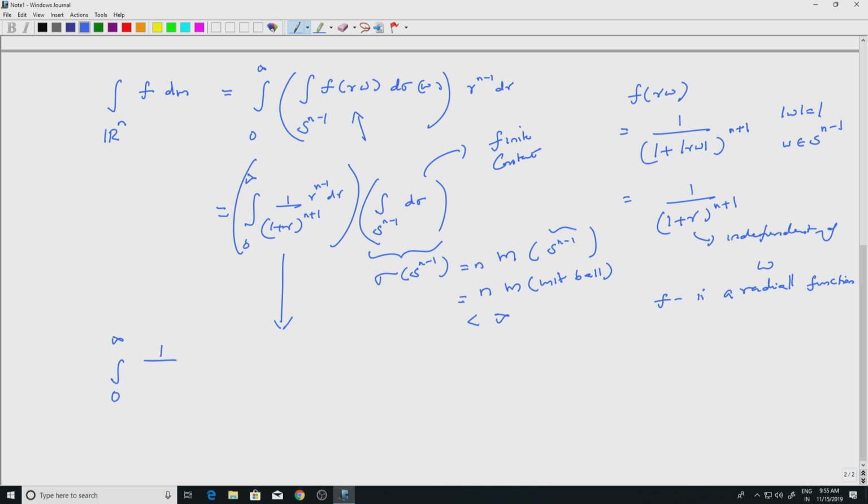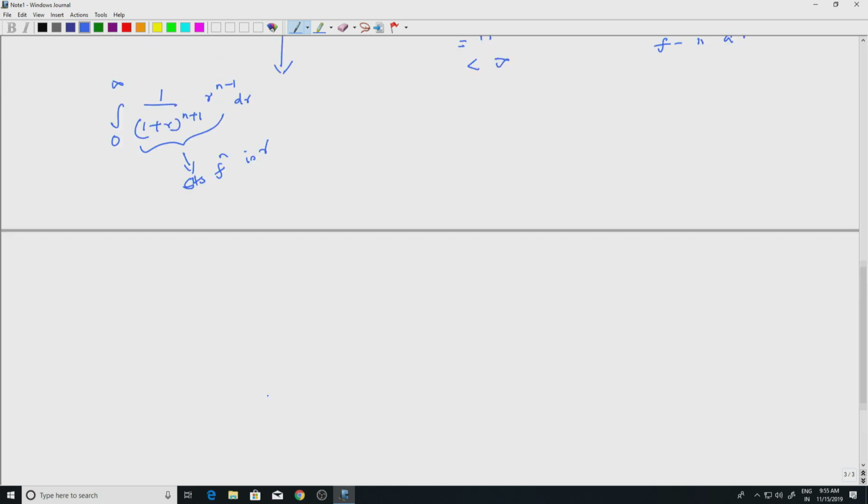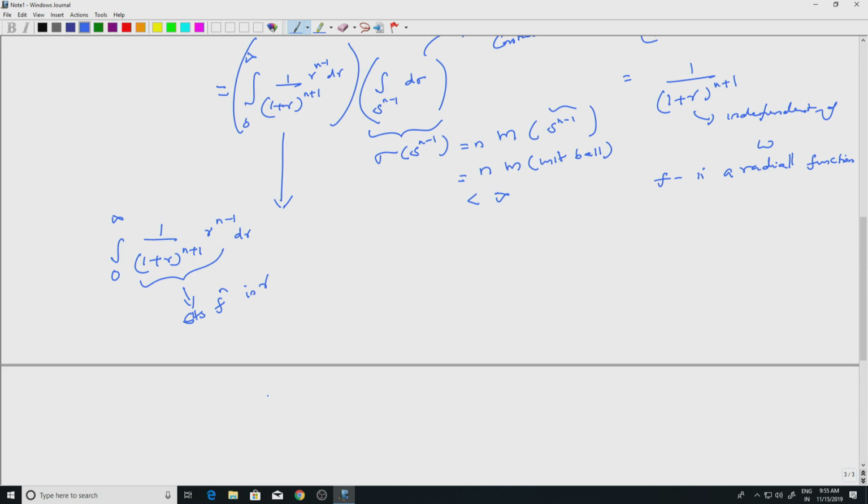Integral 0 to infinity of 1 by (1 plus r) to the n plus 1, times r to the n minus 1, dr. Well, the integrand in r is a continuous function, so it will be finite over any compact set, correct. So we need to look at only what happens at infinity.